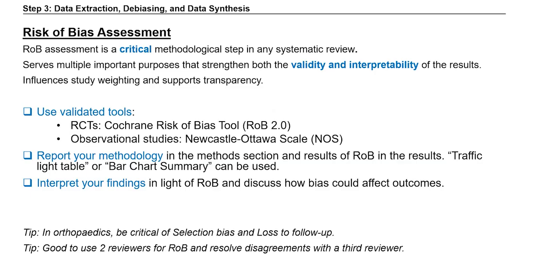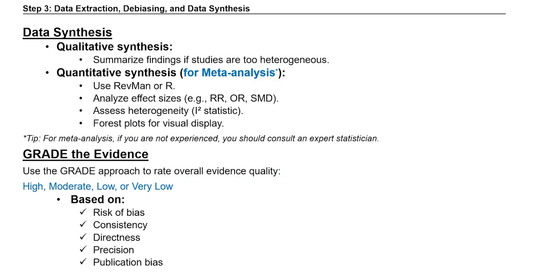In orthopedics, you should be critical of selection bias specifically and loss to follow up. These are two of the most common biases in orthopedic studies. As another tip, it is always good to use two reviewers for risk of bias assessment. And if there was any disagreement, there could be a third reviewer to resolve that.